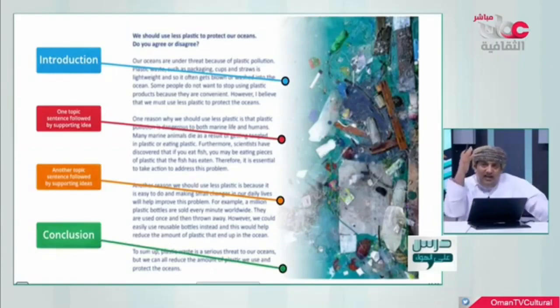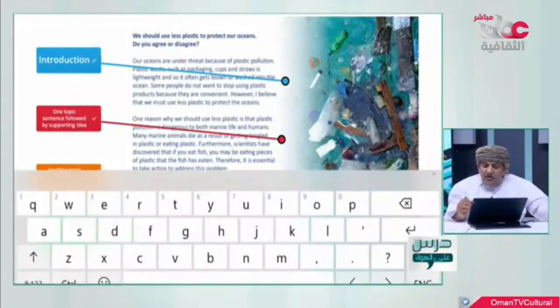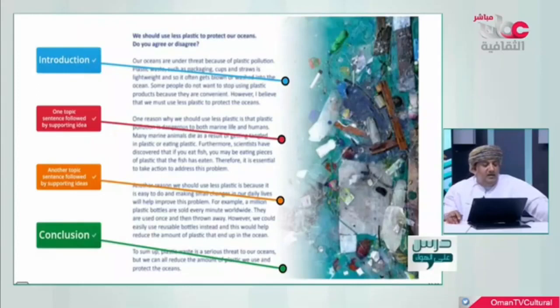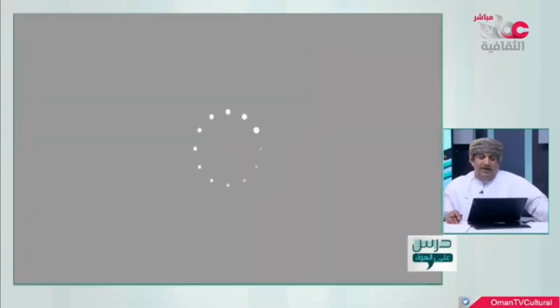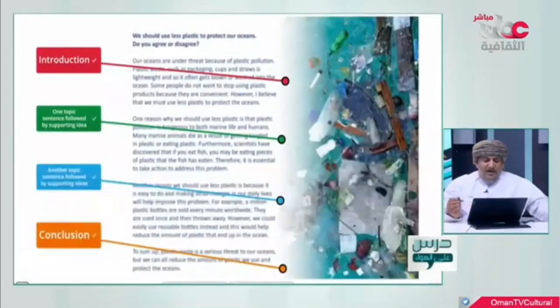So as you can see here, we have 4 parts. Okay, let's submit our answers and check our work. Okay, they are all correct. But now let's show the answers and let's read it together. Okay, let's read the sentence together. Here, the topic is we should use less plastic to protect our oceans. Do you agree or disagree?